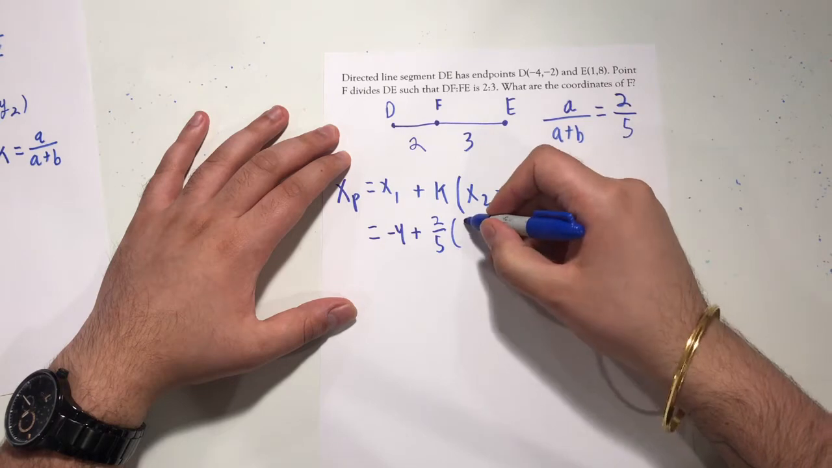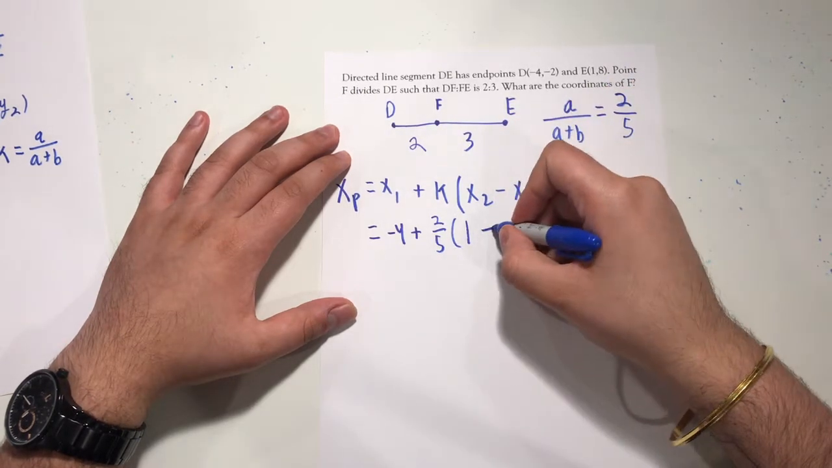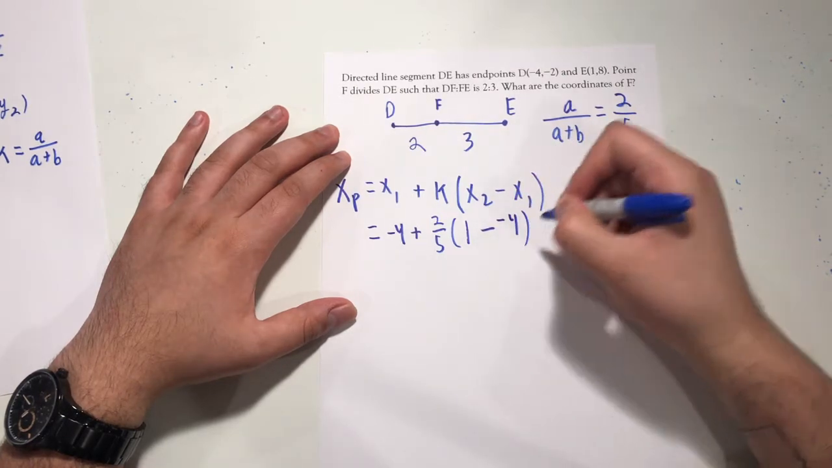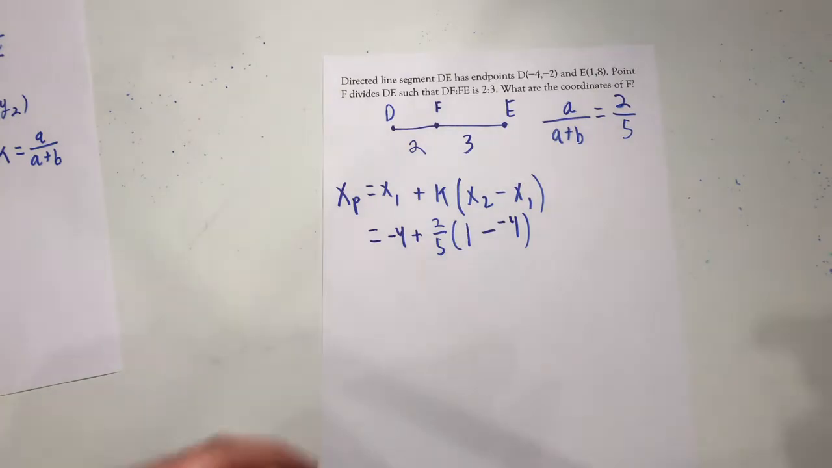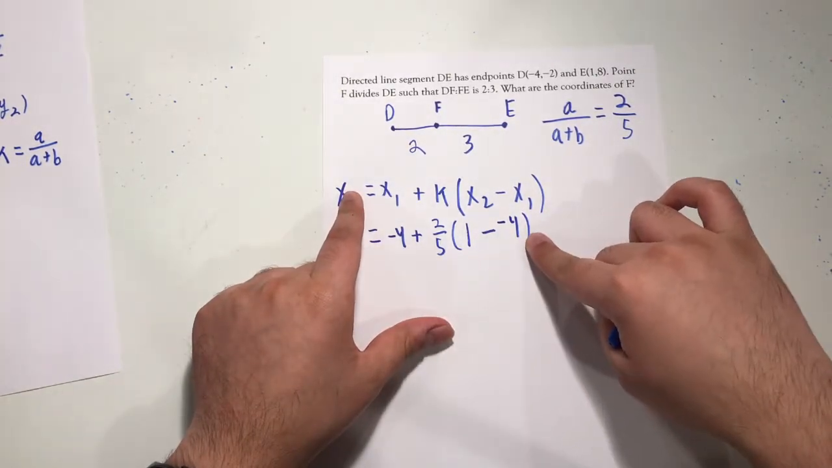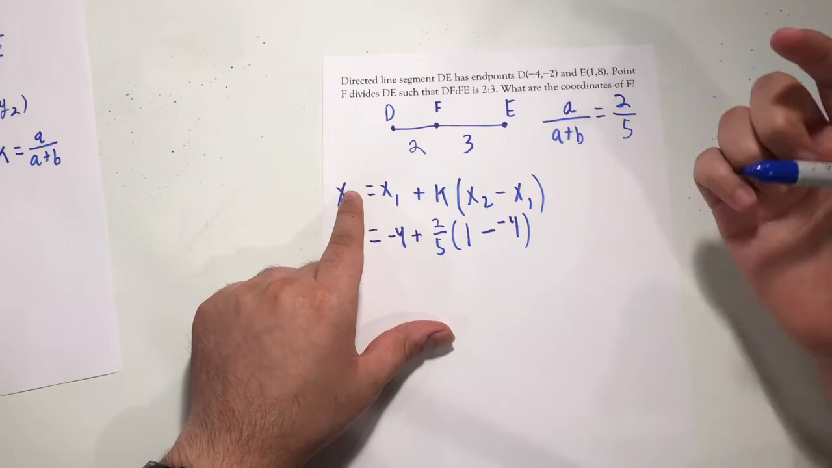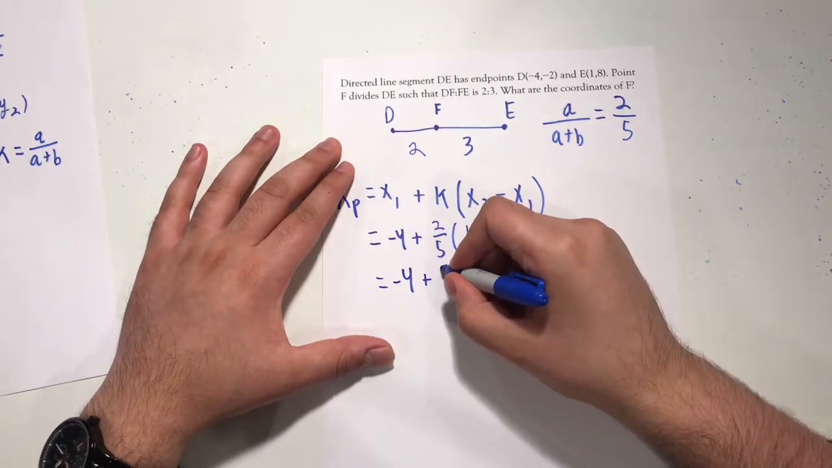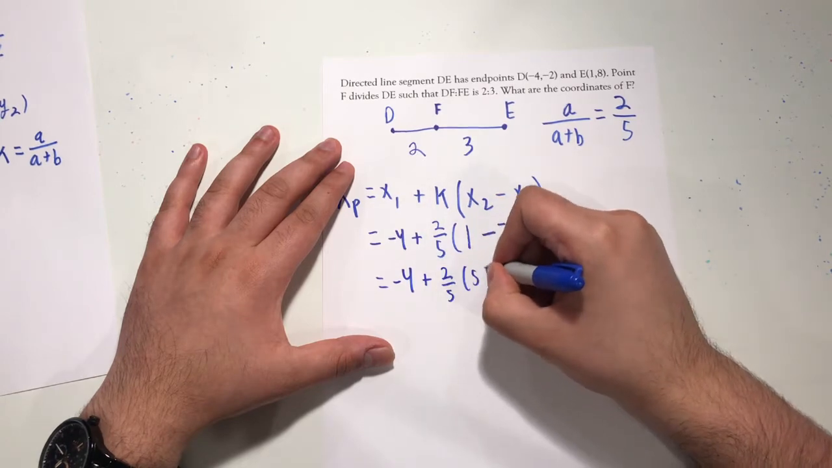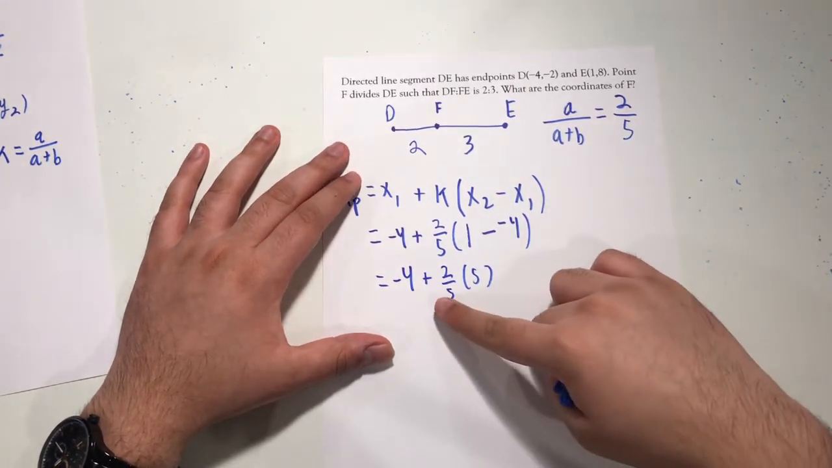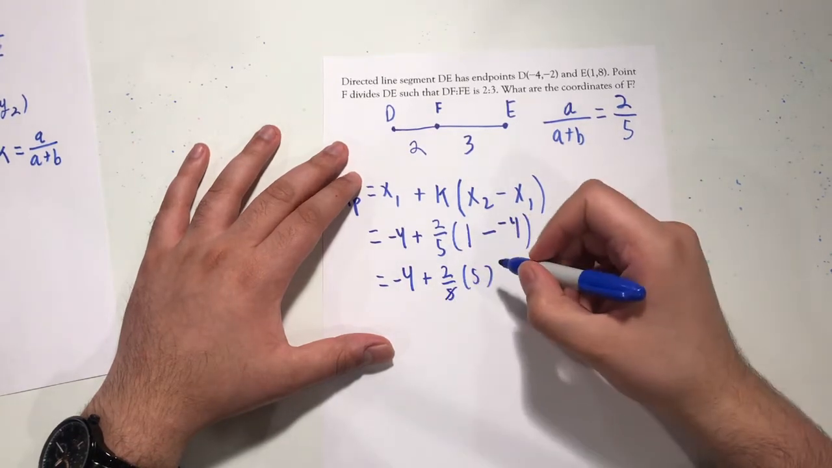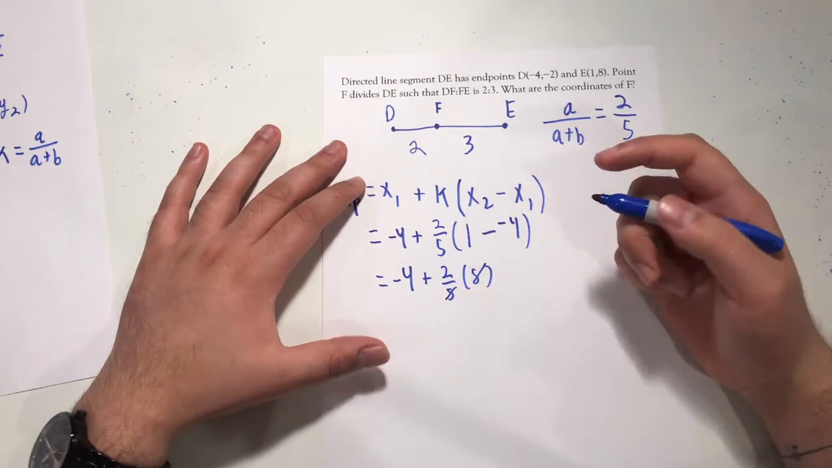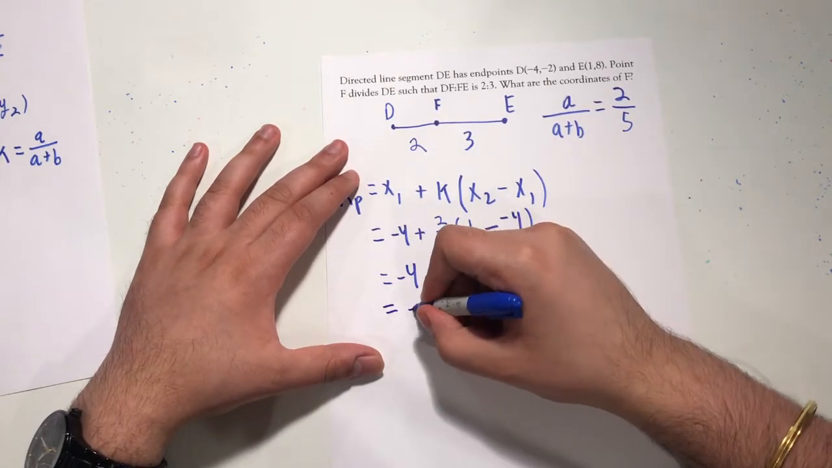x2 is 1, right? That's the x coordinate of E. x1 is -4, minus -4. And this is something we can easily simplify. 1 minus -4 is basically 1 plus 4, so 5. So -4 plus 2 over 5 times 5. Then these cancel out, this 5 in the denominator and this 5 over here. And I'm left with -4 plus 2, which gets me the final answer of -2.